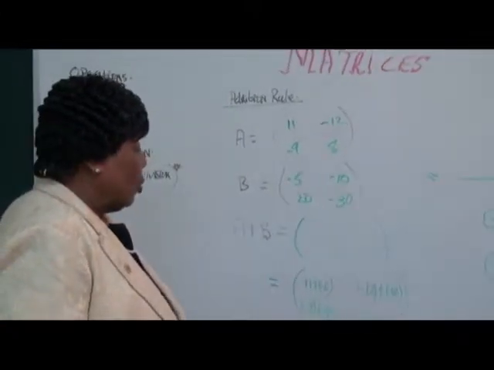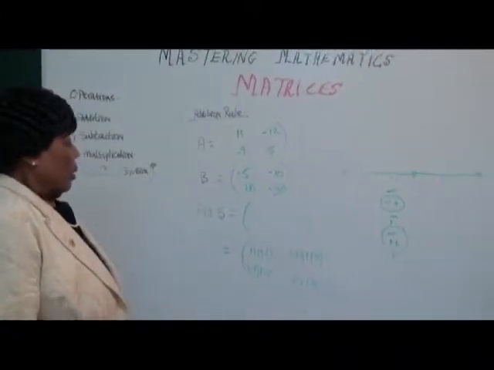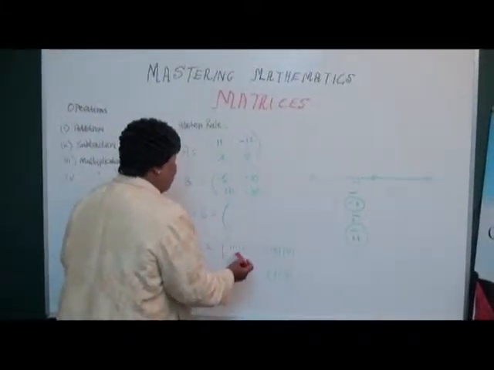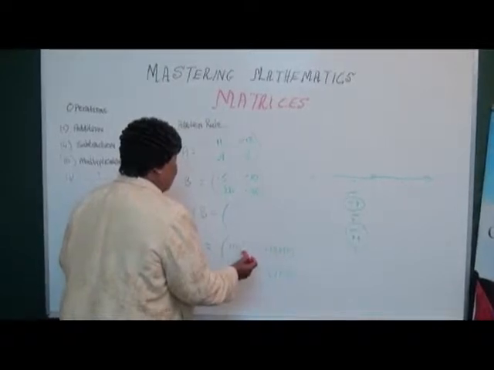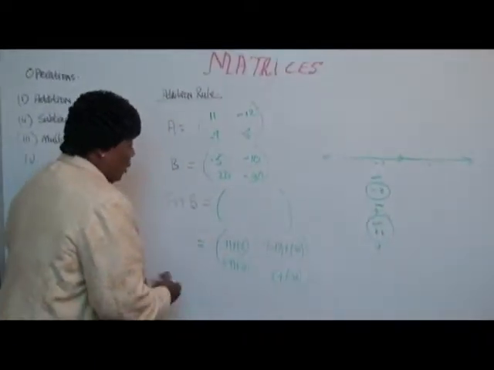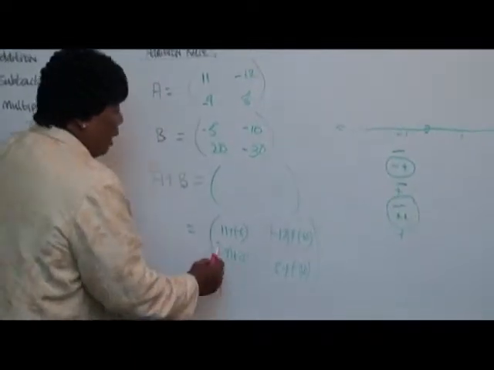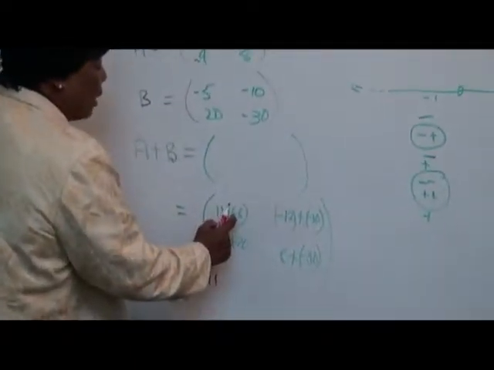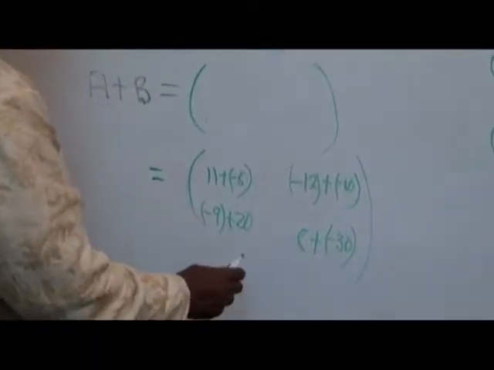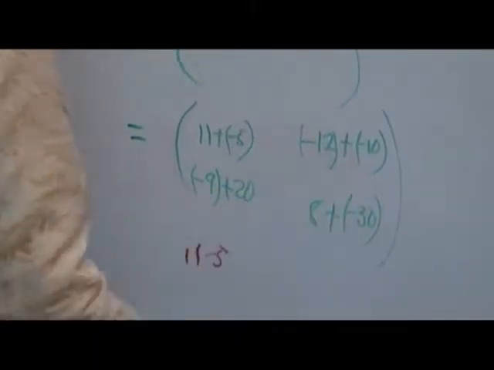So let us do it then. Here we are having 11 plus negative 5. So if I say deal with your signs first, this would be 11, and a positive times a negative would give us negative, and it is 5 there. And then here we're just adding.